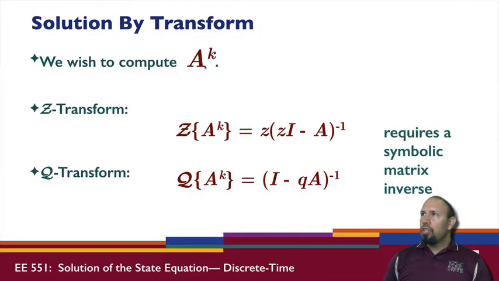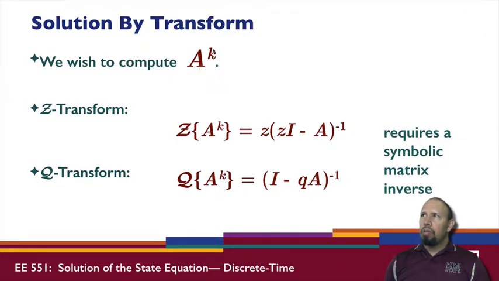Okay, so the first case is we wish to compute A to the power k. So this is solution by transform. Here, again, we're looking at a discrete time problem, and so it is appropriate to use a discrete time transform, either the z transform or the q transform. What's the difference between the z transform and the q transform? The z transform is your standard z transform. The variable q is actually the inverse of z, that is, z to the power minus 1. And so these two are closely related. Sometimes it's more convenient to use the q transform, sometimes the z transform. The z transform is most commonly used, but here I give both.